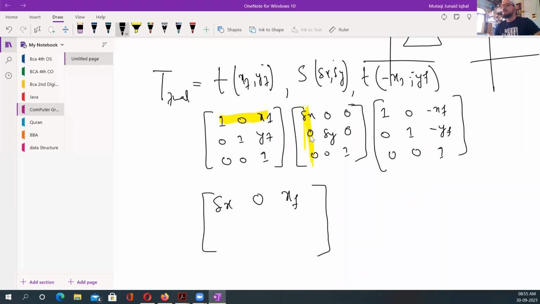This is 0, gone. This is 0, gone. This is also 0, gone. So what will be the answer? 0. Now tell me the second element quickly. What will be the next element? Delta y. What will be the next element? Yf. Right. What will be the third thing? Third row. What will be this element? 0. Absolutely. Here 0 0 1 will come.